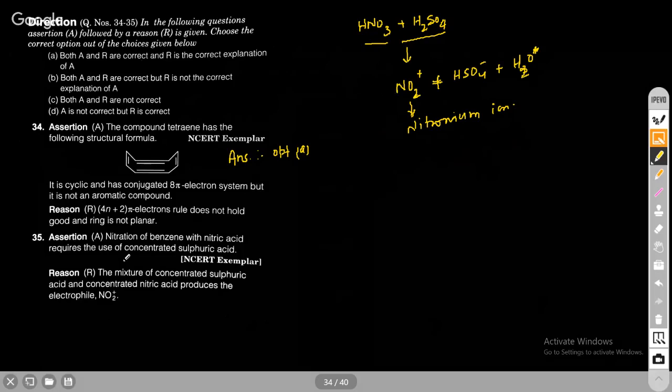So that's why the assertion we have, nitration of benzene with nitric acid requires the use of concentrated sulfuric acid. This concentrated sulfuric acid helps in the formation of the nitronium ion. It takes OH minus from this, forms H2O, and we get the nitronium ion, right? So assertion is right. The mixture of concentrated sulfuric acid and concentrated nitric acid produces the electrophile NO2 plus, which is also correct. Hence, assertion and reason both are correct, and R is obviously the correct explanation of A. So for this one also, the answer will be option A.